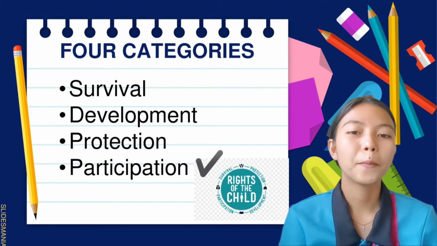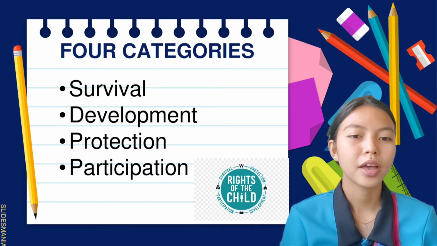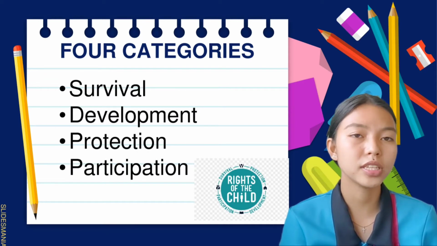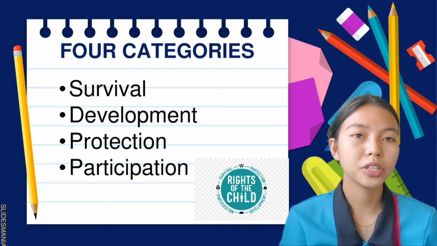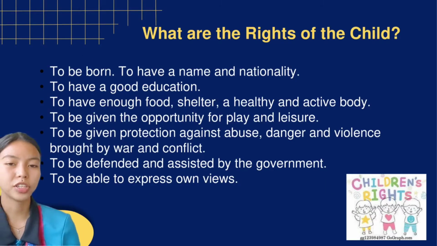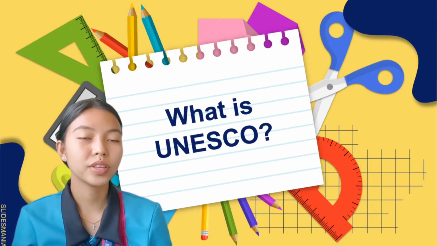Lastly, fourth, participation rights. Participation rights include the rights to express opinions and be heard, the right to information, and freedom of association. As you can see, here are the rights of the child. Now let's go to UNESCO.